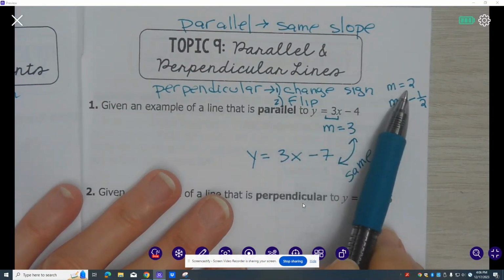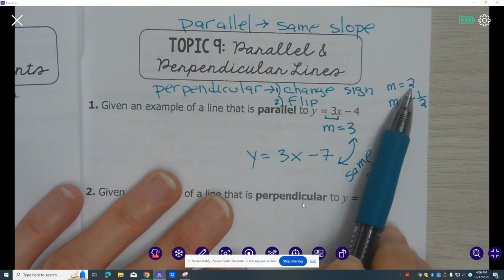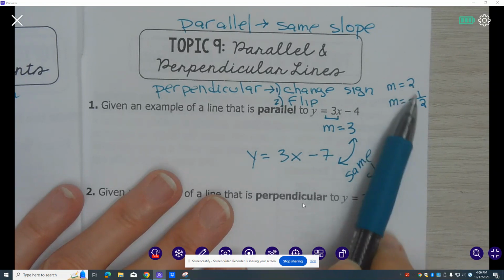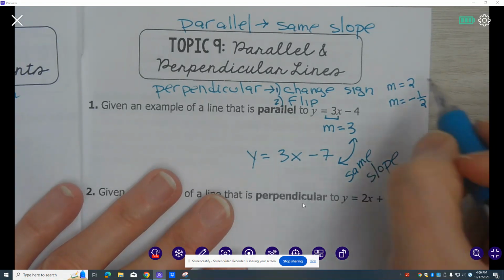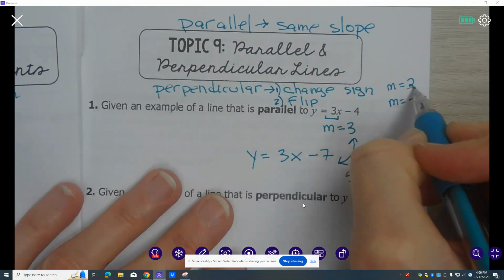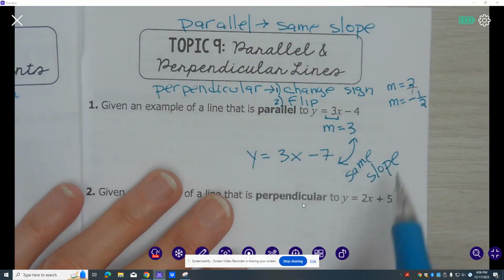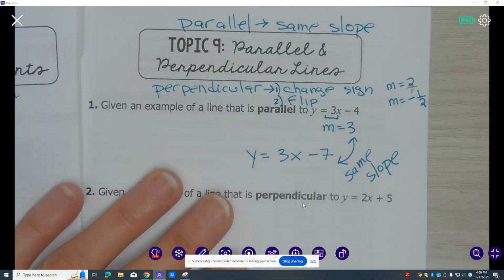So, for example, if you had a slope of 2, the slope of a line perpendicular to this line would be negative. Positive would become negative. And you would take the reciprocal or flip the slope. So I could put a 1 underneath here. 2 over 1 is the same as just 2. So if I flip that, I get 1/2.